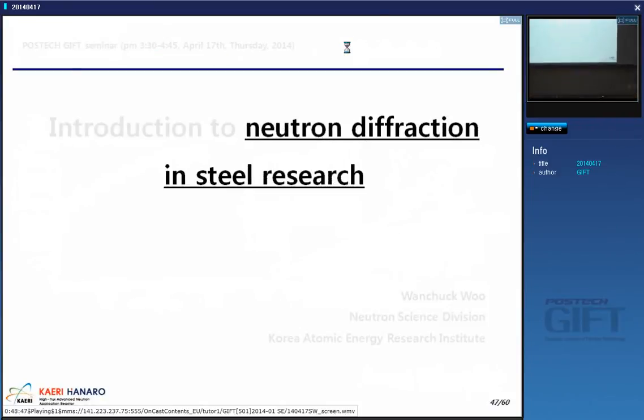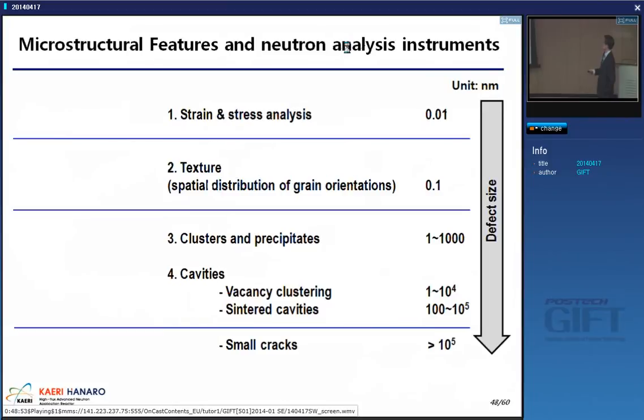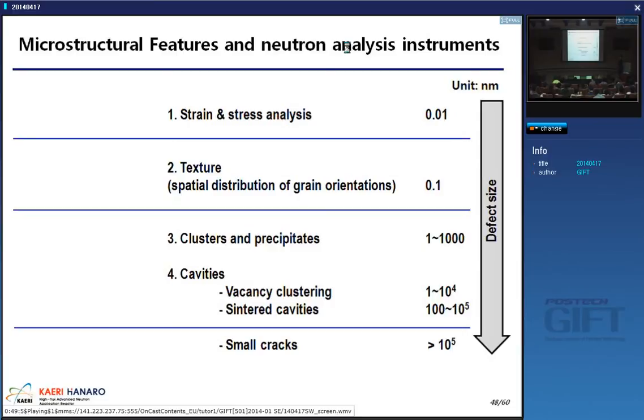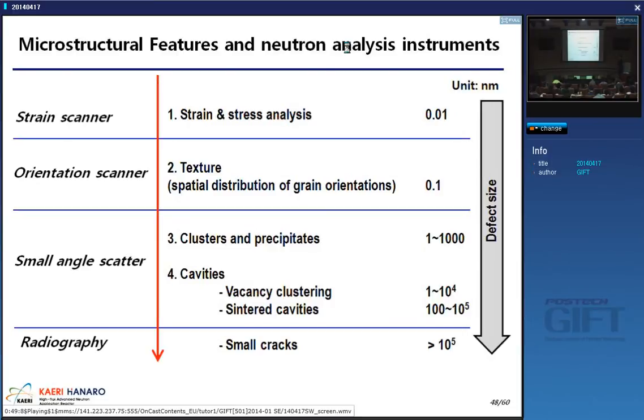So let me show you some examples of steel research. All things are kind of defects, okay? Strain and stress are very small ones. Texture, clusters, precipitates, cavities, small cracks. For those phenomena, each has a good scattering instrument: strain scanner, orientation scanner, small angle scanner, radiography. Radiography is like X-ray, just passing through your body, passing through the material, and then you can see what's in there. You can see the small crack.